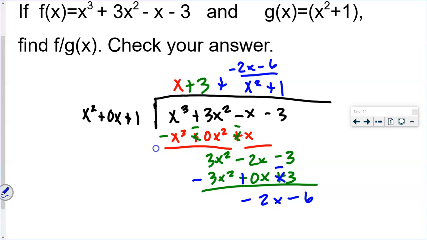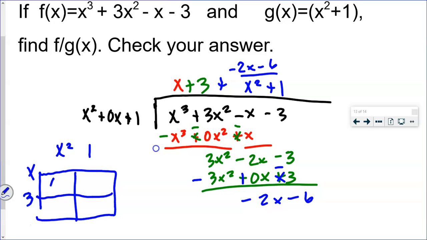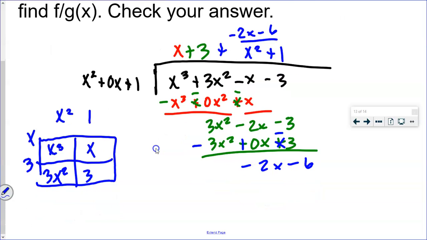Okay, so now once again, I'm going to multiply the x squared and the 1 times the x and the 3. So this is x to the third, this is x, this is 3x squared, and this is 3. All unique terms, notice that? Okay, so I'm going to scroll down a little bit, give myself some room. So I got x to the third plus 3x squared plus x plus 3.